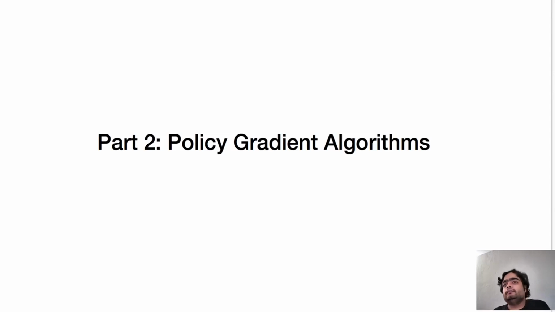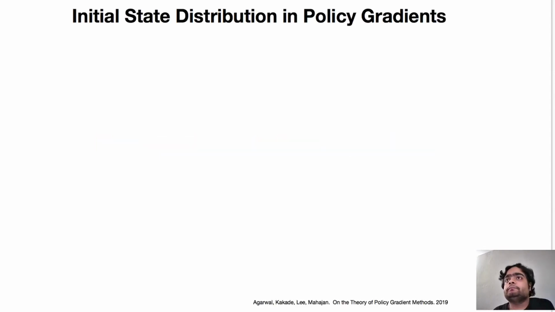Okay, in the final part of today's lecture, we'll talk about some optimization issues in policy gradient algorithms. So the first bit we'll talk about is the initial state distribution in policy gradients.